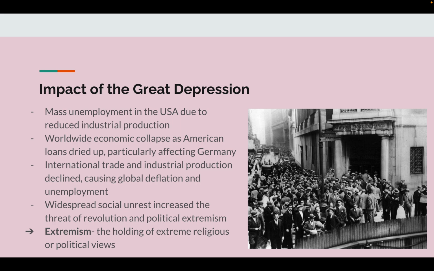Mass unemployment in the USA due to reduced industrial production, worldwide economic collapse as American loans dried up, particularly affecting Germany, international trade and industrial production declined, causing global deflation and unemployment. Widespread social unrest increased the threat of revolution and political extremism.